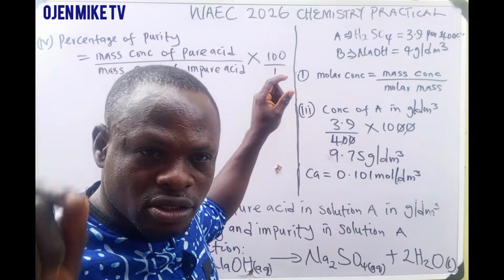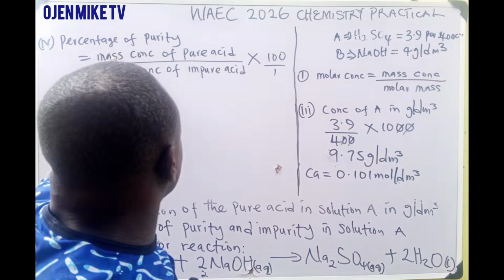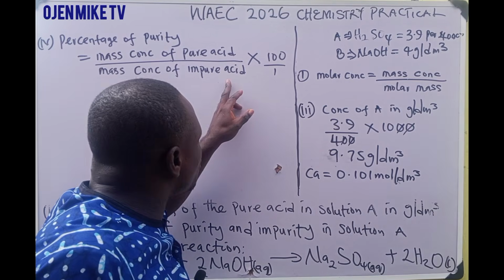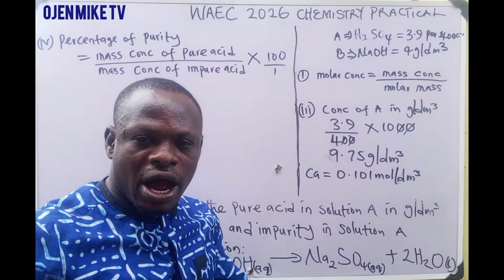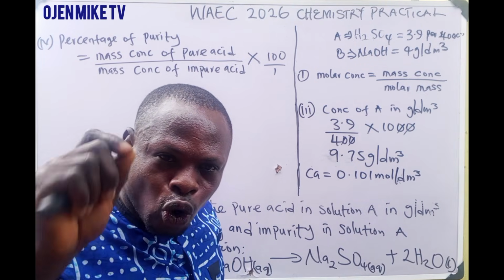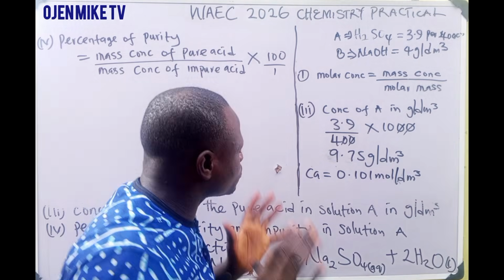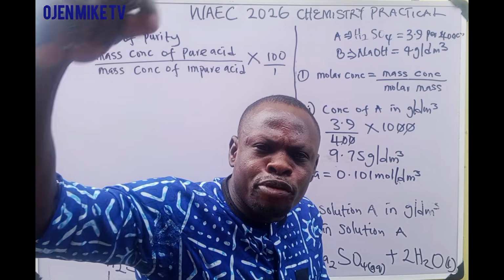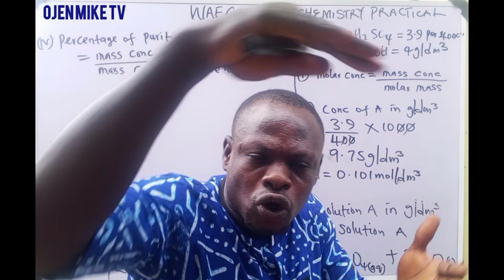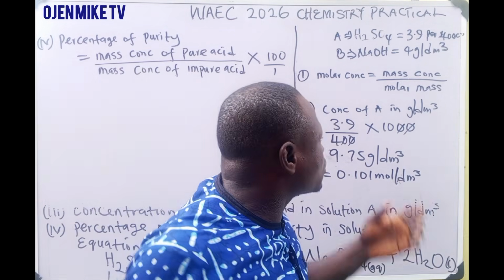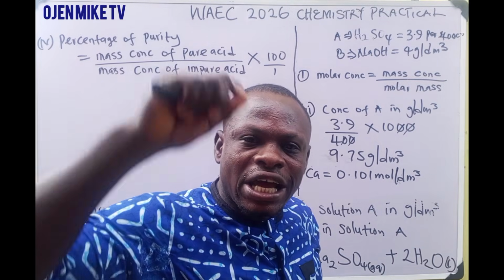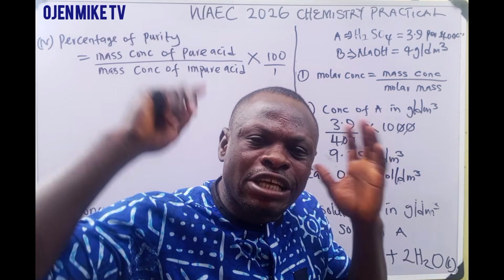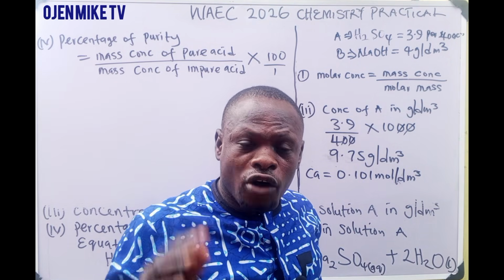Percentage of purity. Now we are going to look at the mass concentration of the pure acid and look at the mass concentration of the impure acid. I will now use it for our problem. Did you understand? Now, what is the mass concentration of pure acid? The mass concentration of pure acid is the one always given in the question. Remember I told you that mass concentration is expressed in what? Grams per dm3. So the one given in the question in grams per dm3 is the mass concentration of the pure acid.